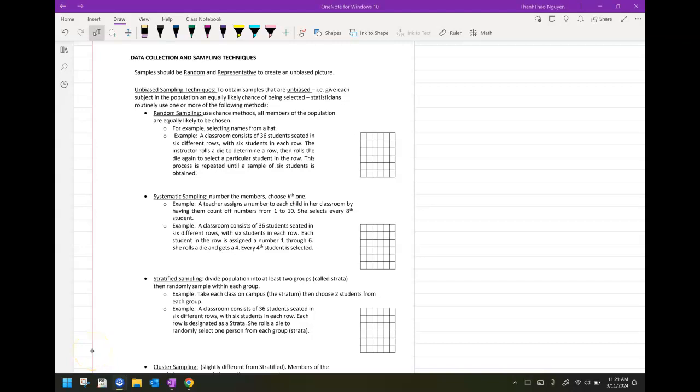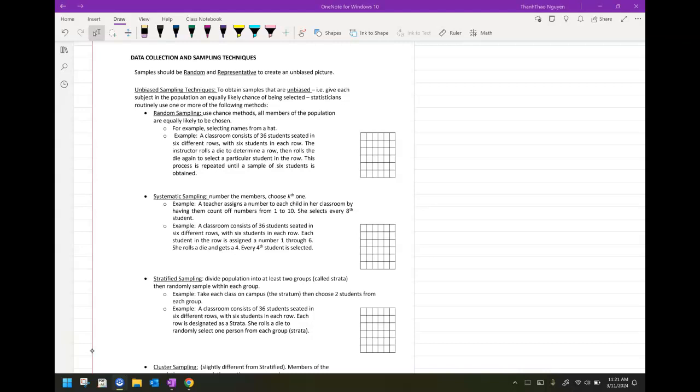Data collection and sampling technique. Like we mentioned earlier, let's go over it a little more in detail. Samples should be random and representative to create unbiased pictures. Unbiased sampling technique: to obtain samples that are unbiased, give each subject in the population an equal likely chance of being selected. Statisticians routinely use one or more of the following methods.